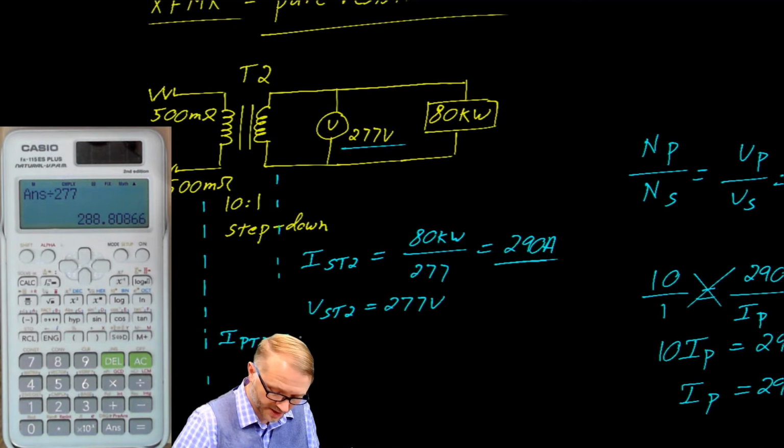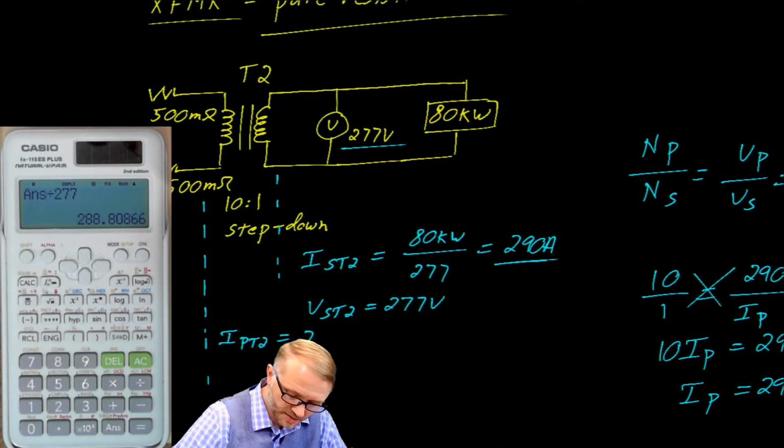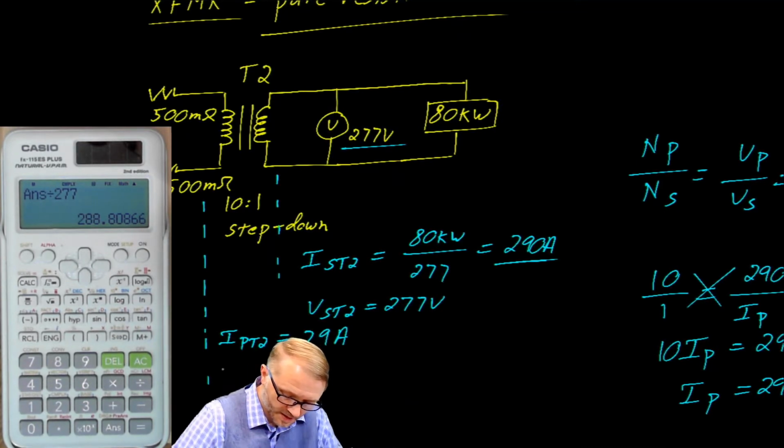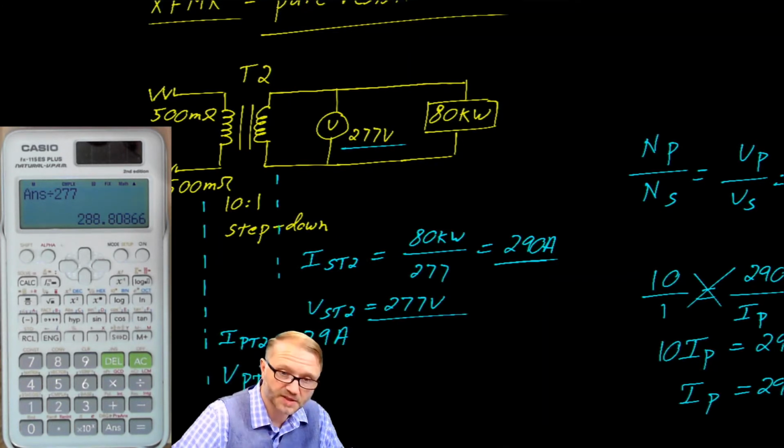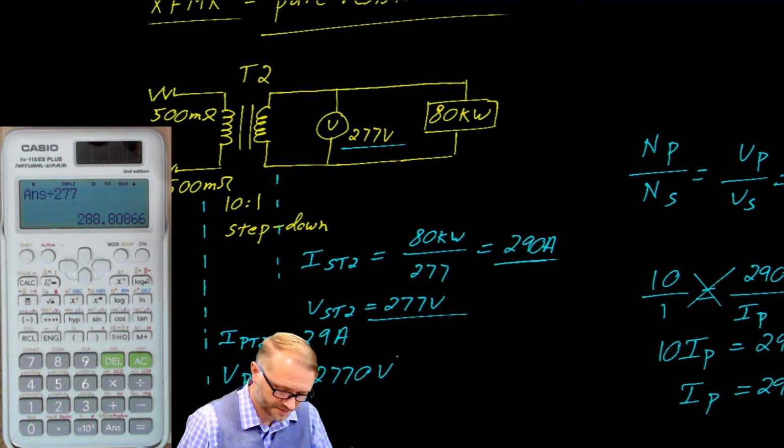We can bring that over here. So the current on the primary of T2 is 29 amps. And the voltage on the primary of T2 is going to be this multiplied by 10, so 2770 volts.